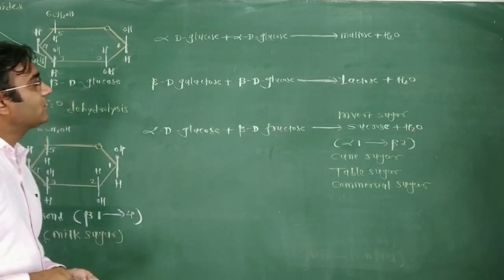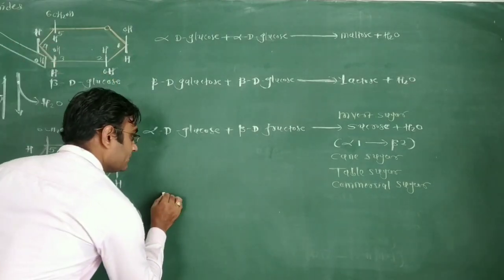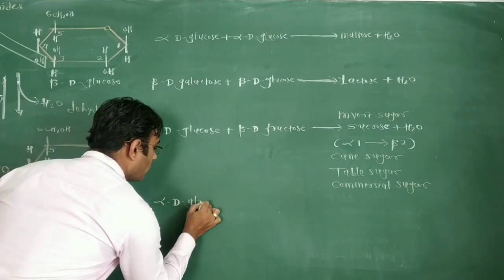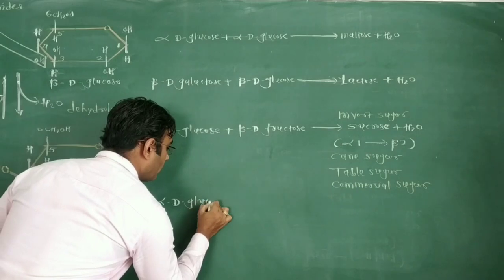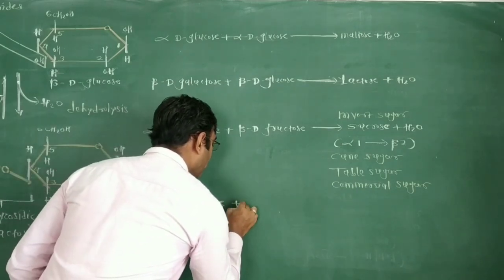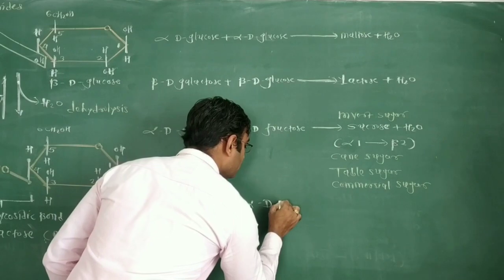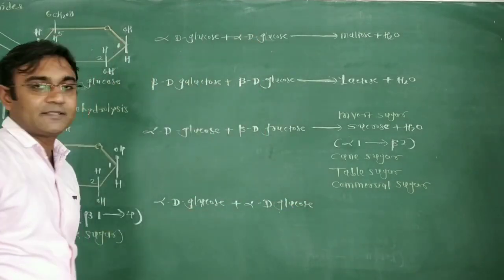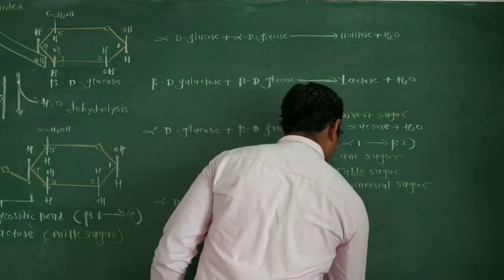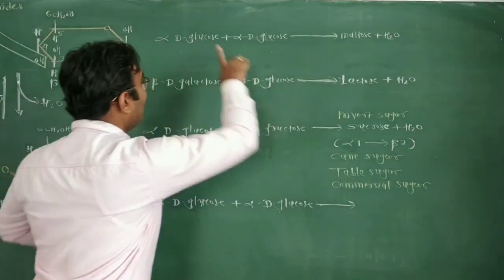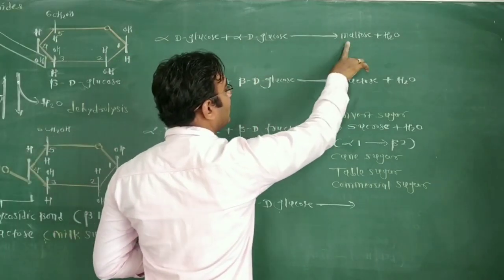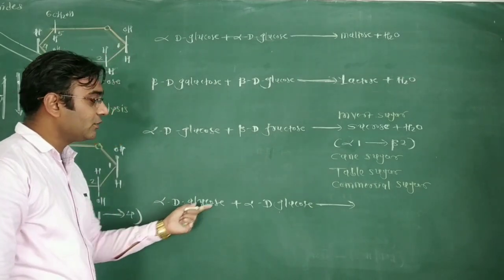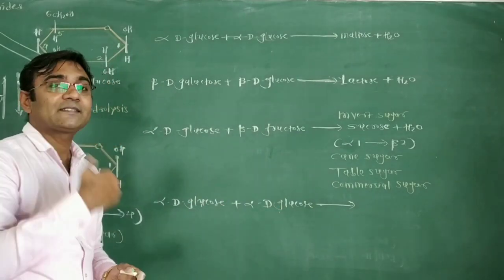Now the next category of disaccharide. Alpha D glucose reacts with alpha D glucose. I will write the reaction only one time, now a second time. See, alpha D glucose joined with 1 to 4, so maltose is obtained. But here alpha D glucose is joined to alpha D glucose, first carbon to first carbon.